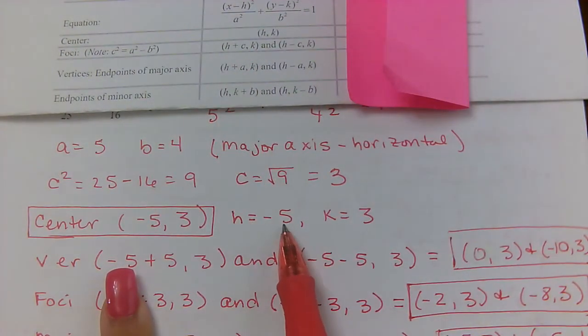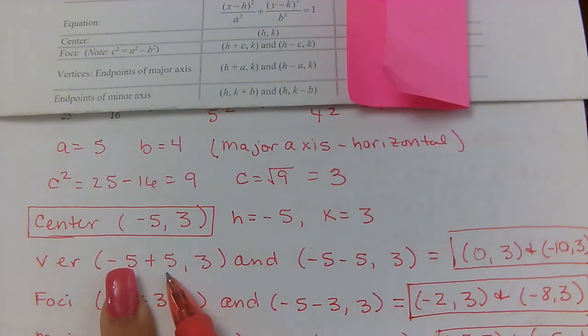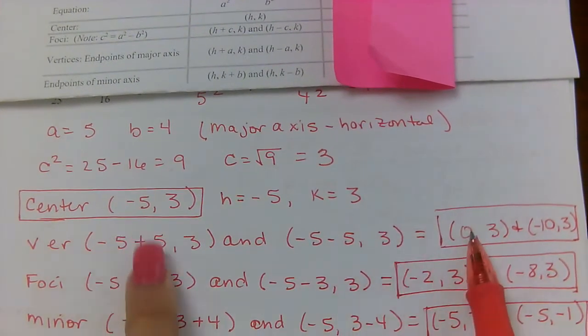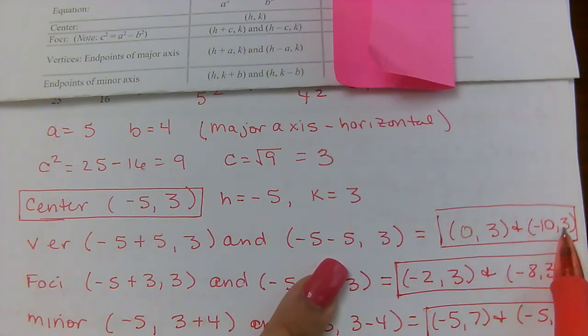Okay. H, which is negative 5, plus a, which is positive 5, comma 3. H minus a, comma 3. Simplify these, I get 0, 3, and negative 10, 3.